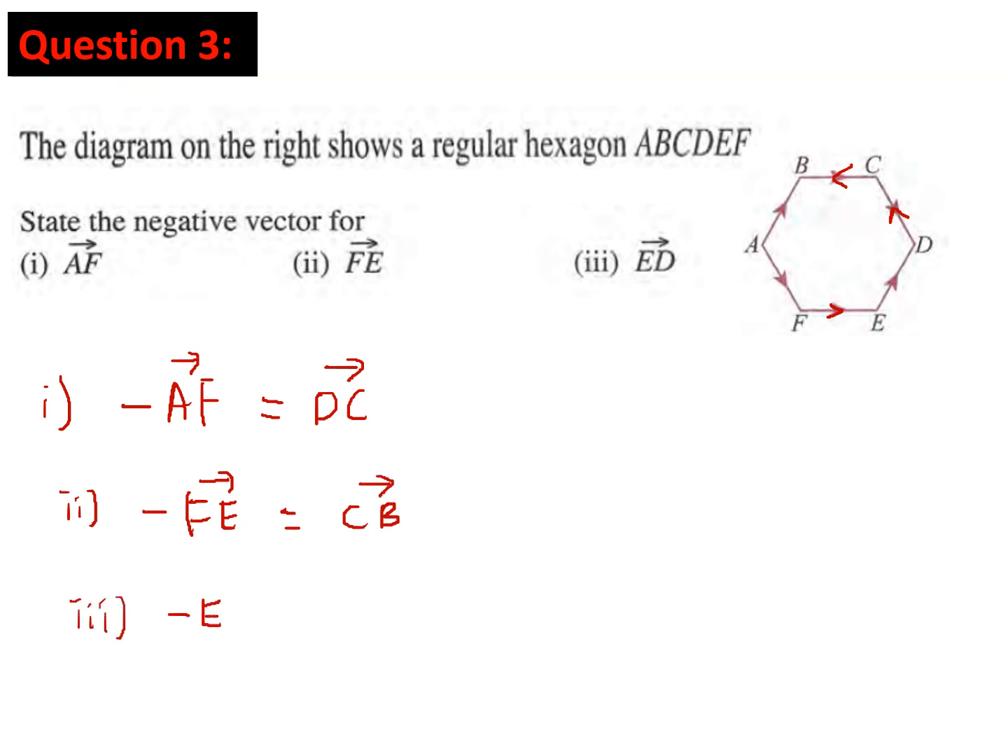Negative vector ED means the vector has the same length as vector ED but opposite direction to vector ED, that is vector BA.